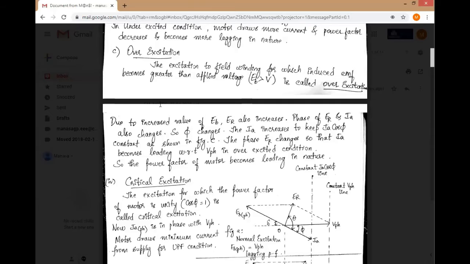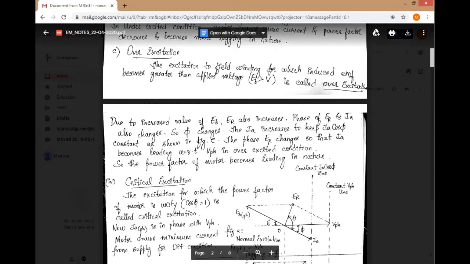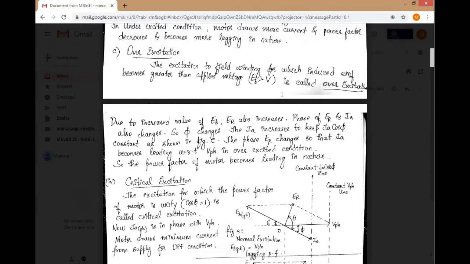Next one is we'll go for over excitation. So over excitation is when you adjust the excitation to the field winding in such a way that the induced EMF will become much greater than the supply voltage. So back EMF is now greater than that of the supply voltage. So this excitation is referred to as over excitation.